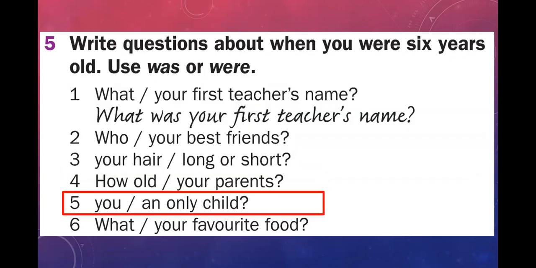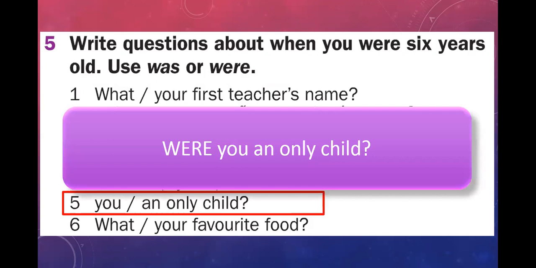In number five, the subject is an only child. An only child is not the subject. My mistake, sorry. No, we're talking about you. I didn't see the word before that. You is the subject, okay? We're talking to the person listening. We're talking to you directly, okay? Remember that you continues with were, you were. But in this case, because it is a question, we're not gonna say you were, we're gonna say were you. Were you an only child?